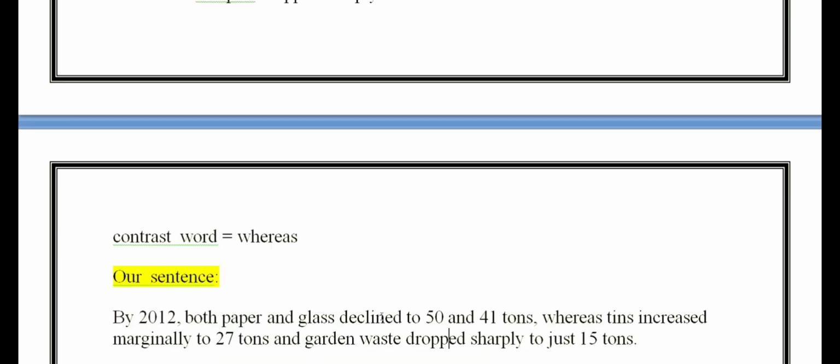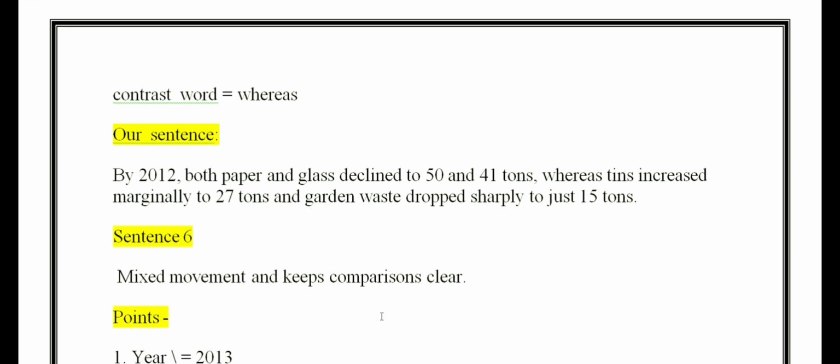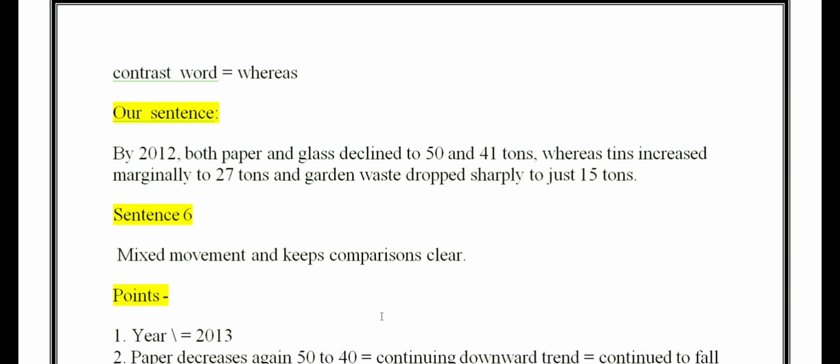The contrast word to be used here is whereas. Now the sentence. By 2012, because we are coming to that period, the preposition should be used is by, not in, not at. The correct preposition is by. By 2012, both paper and glass declined to 50 and 41 tons, whereas tins increased marginally to 27 tons and garden waste dropped sharply to just 15 tons.